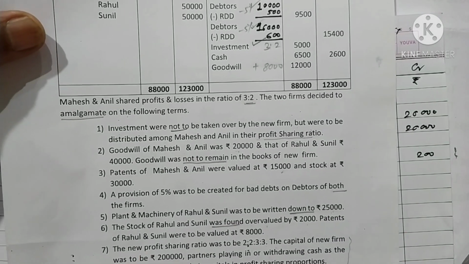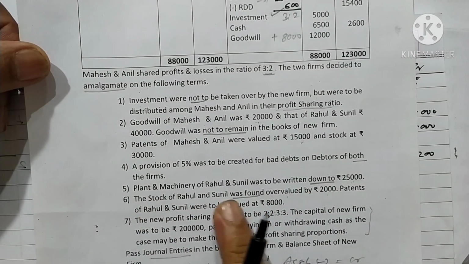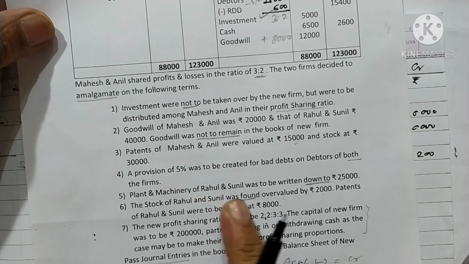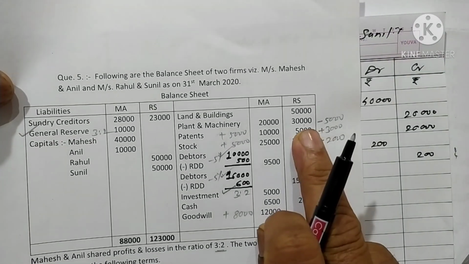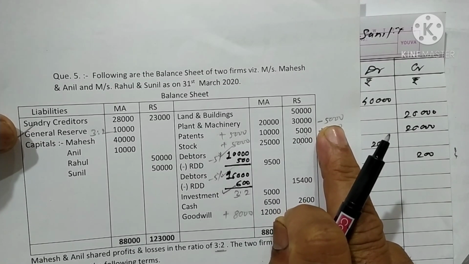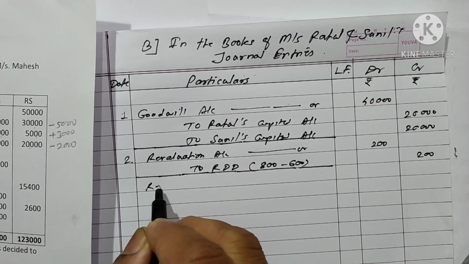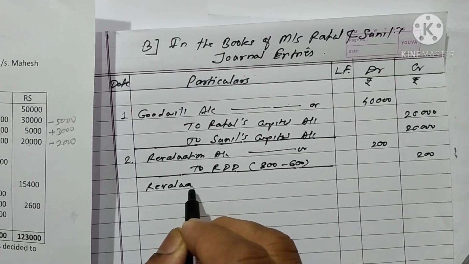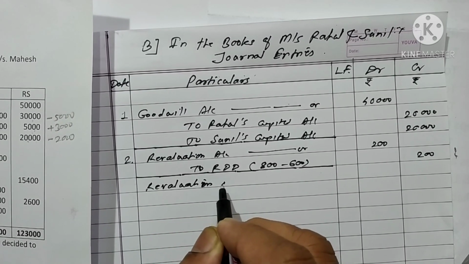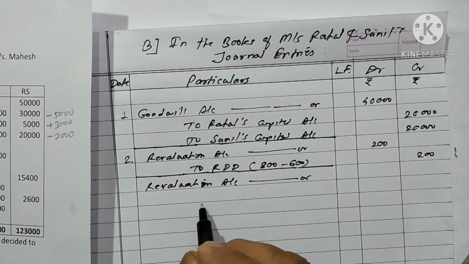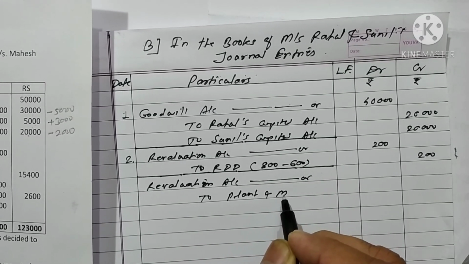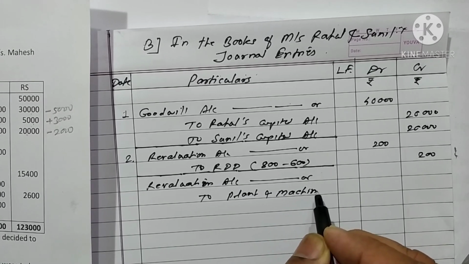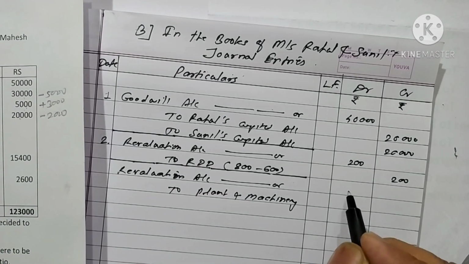Now third transaction. The plant and machinery of Rahul and Sunil is written down to rupees 25,000. Here plant and machinery is 30. We have to subtract 5,000. A decrease is to be credited. Accordingly, the entry: revaluation account debit to plant and machinery, rupees 5,000.